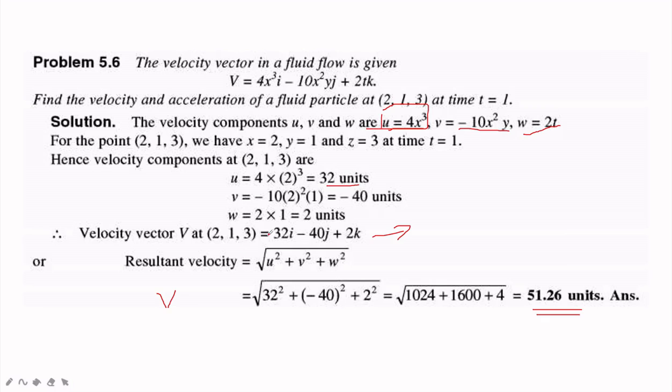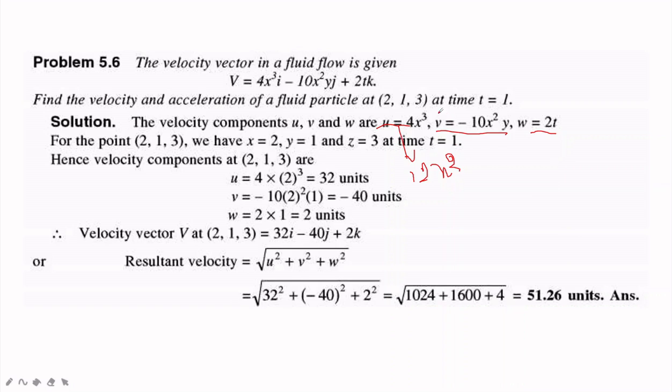Now let me clear this. So u is equal to 4x cube, v is equal to minus 10x square y, and w is equal to 2t. So ∂u/∂x will be 12x square, right? Similarly, ∂u/∂y and ∂u/∂z will be 0, and ∂u/∂t will also be equal to 0 only.